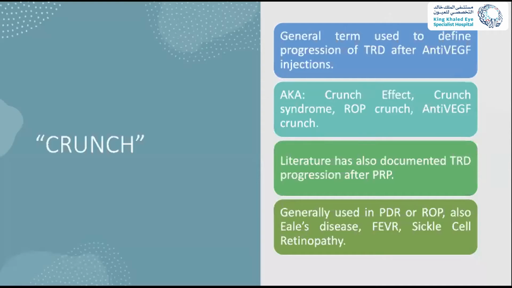It's a general term that is used to define the progression of tractional retinal detachments after the injection of anti-VEGF agents, but it has also been used to describe progression after panretinal photocoagulation. It's also known as a crunch effect, crunch syndrome, ROP crunch, and anti-VEGF crunch. The literature, as I mentioned previously, has also documented the progression of tractional retinal detachments after panretinal photocoagulation. And although this term has been used in PDR, ROP, and other diseases like we can see here, today we'll focus mainly on proliferative diabetic retinopathy.